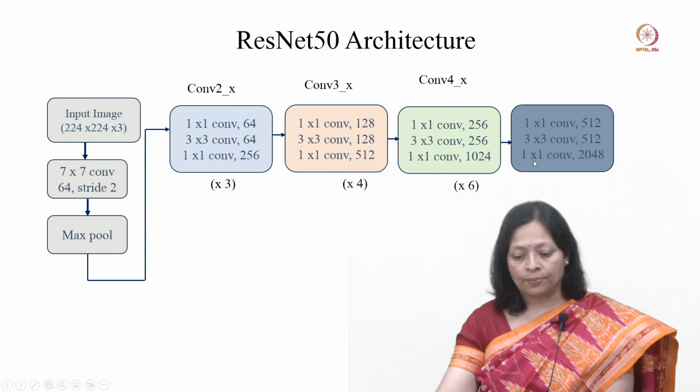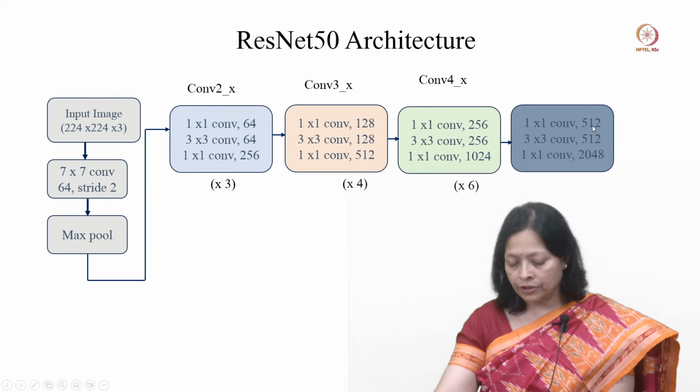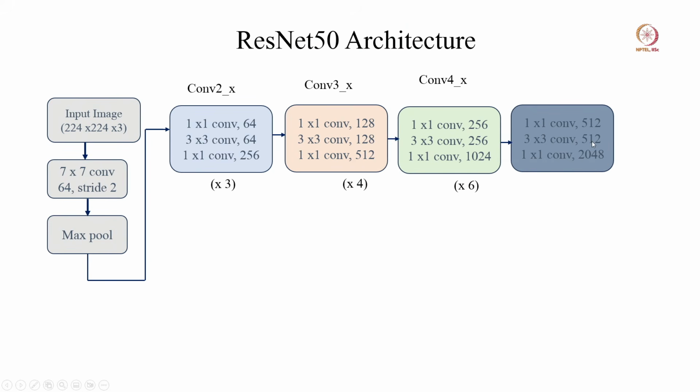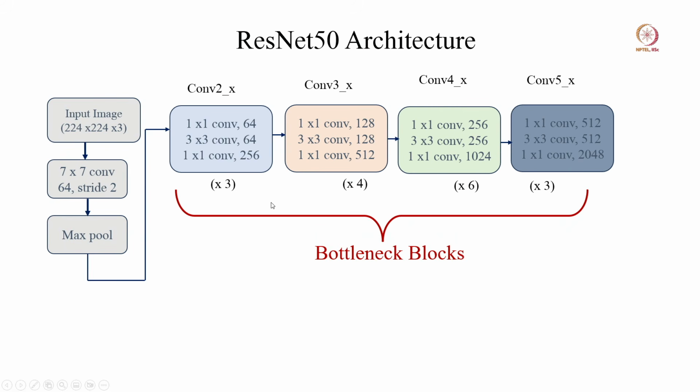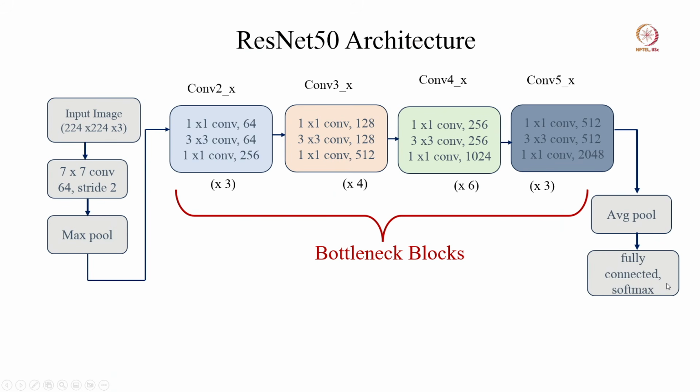Then the output of this one goes to the last block, which has a 1 cross 1 convolution of 512 filters, 3 cross 3 convolutions of 512 filters and a 1 cross 1 convolution of 2048 filters. So this is my conv 5x and it is multiplied 3 times. And if we see the structure, 1 cross 1, 3 cross 3 and 1 cross 1, these are basically the structure of bottleneck blocks. Then the output from conv 5x goes to the average pooling layer, then it goes to the fully connected layer with the softmax activation function.